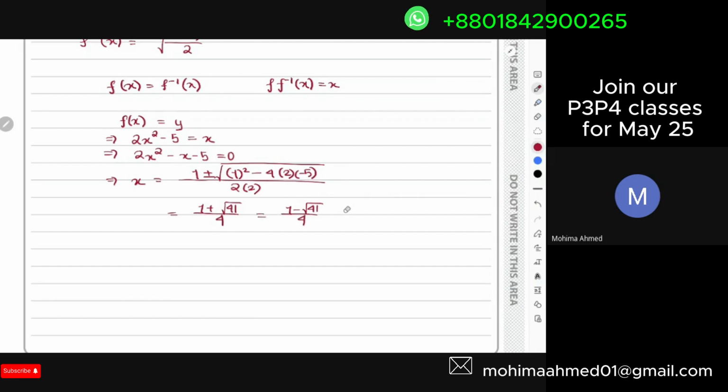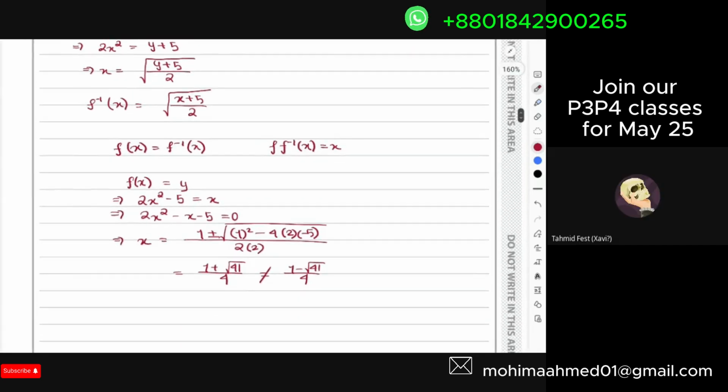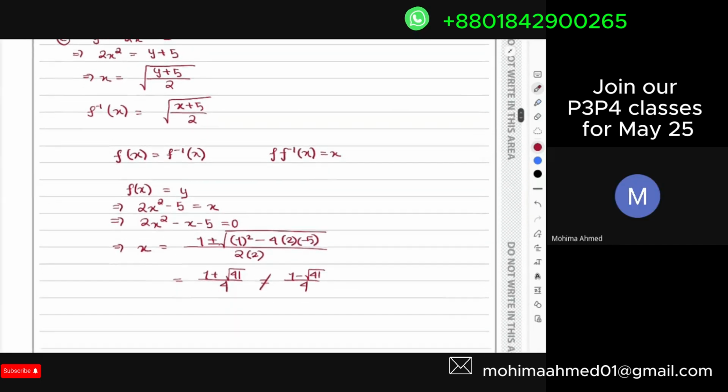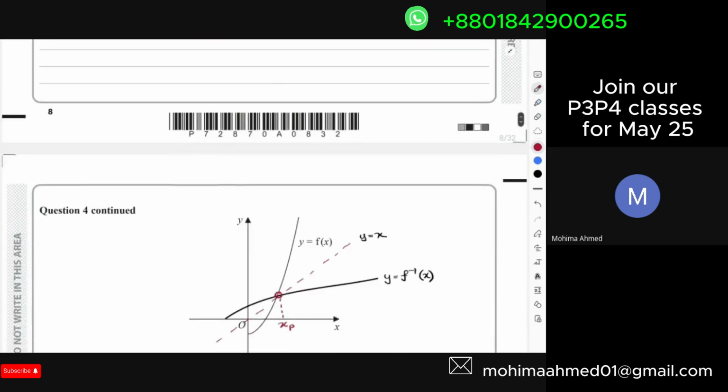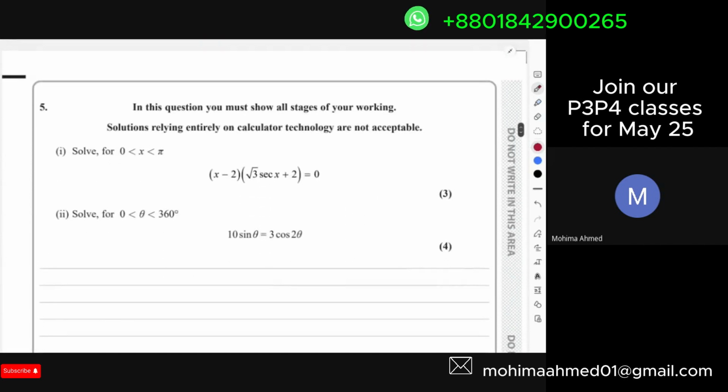This one is a negative coordinate, and we can clearly see from the graph that P was not at a negative x coordinate. So we'll not accept this, we'll only accept this value, (1 plus root 41) over 4. Is this clear, Dhamit? Yes, ma'am. So this is it for question 3. Then if we quickly move on to question 5.